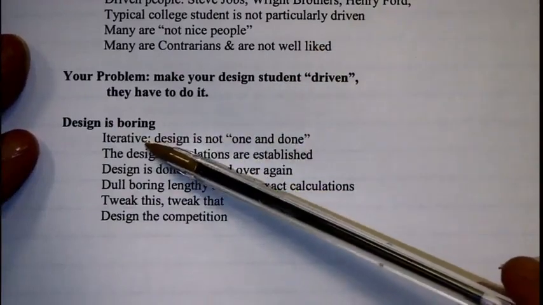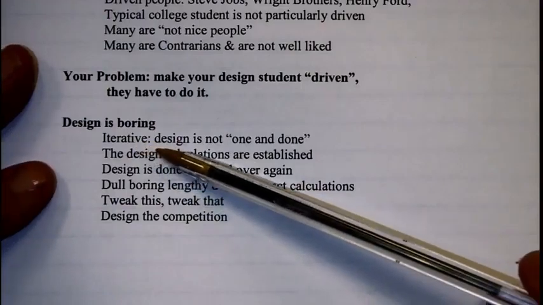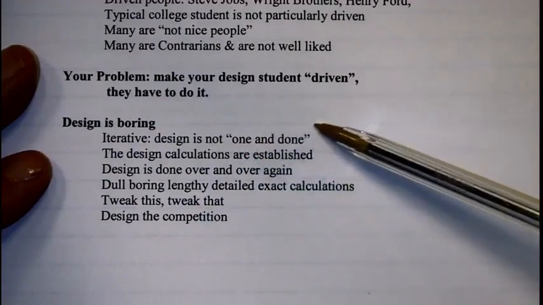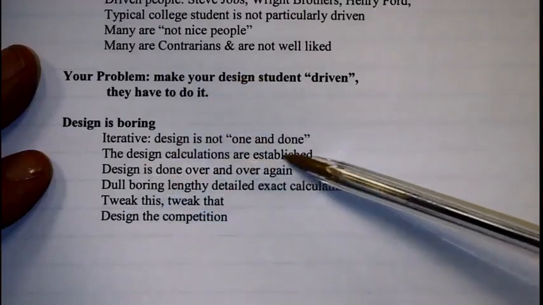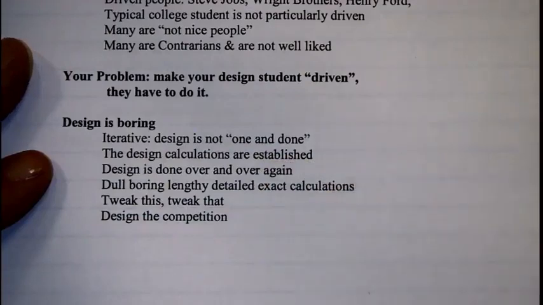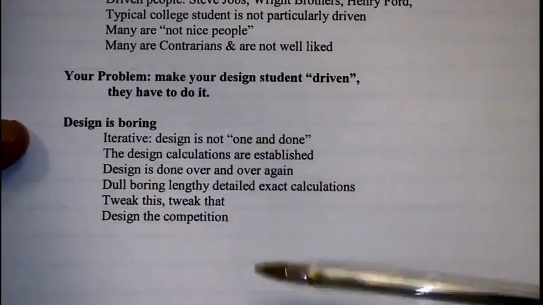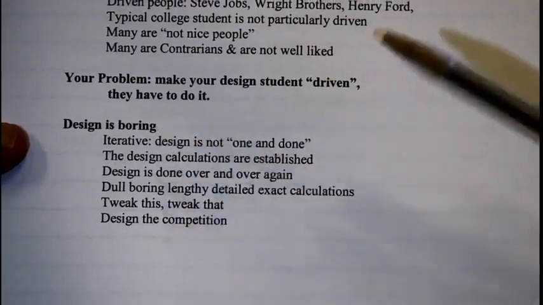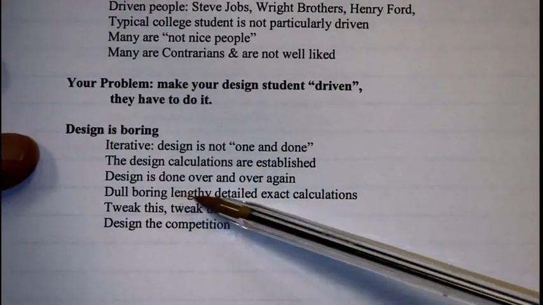You take the design calculations inside Kern, for example. It's an iterative process. It's very seldom one time and done. Usually you have to do a design, then you do a redesign. Design is done over and over again. You have boring, lengthy, detailed, exact calculations. You're tweaking this, you're tweaking that. So design, for the most part, especially design with established calculations, is boring. That's why you throw it on a computer. And good idea, throw it on a computer.